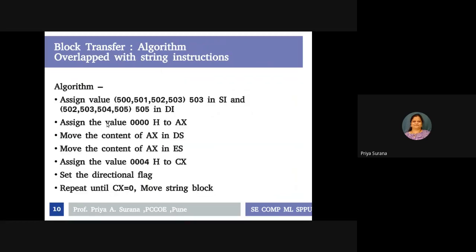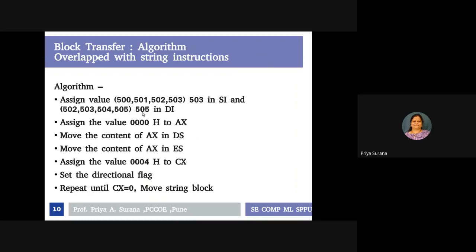Now check. Whatever we have discussed up till now is non-overlap. Now for overlap. Assign the value 503 in SI. Check here. The pointer will point to the last location of the source.